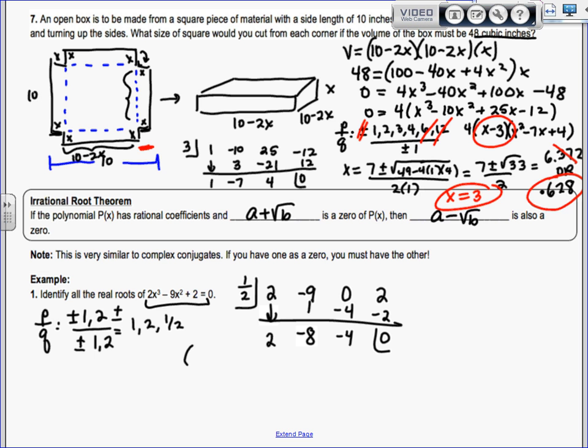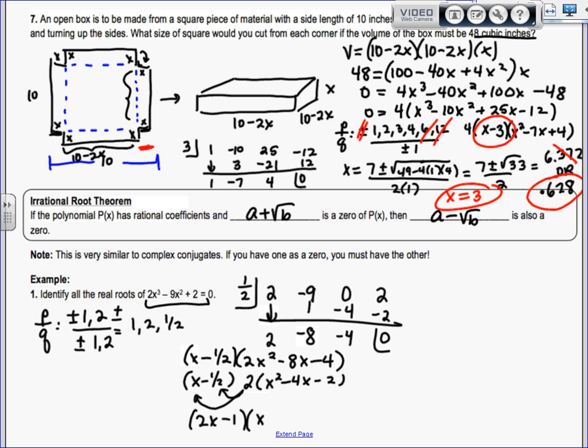Okay, so we've now factored into x minus 1/2 times 2x squared minus 8x minus 4. This always happens when you have fractions that work. See how I can pull out a 2? I can actually put that 2 in with the x minus 1/2. It's like the original was 2x minus 1. Do you understand what I just did back there? I pulled out a common factor and then I put it into the other parentheses.